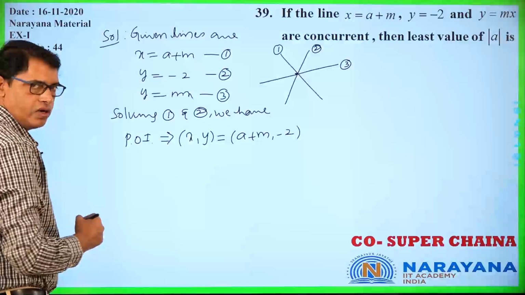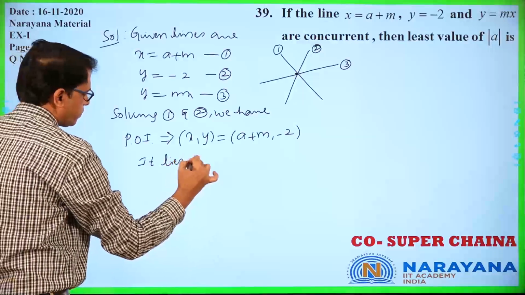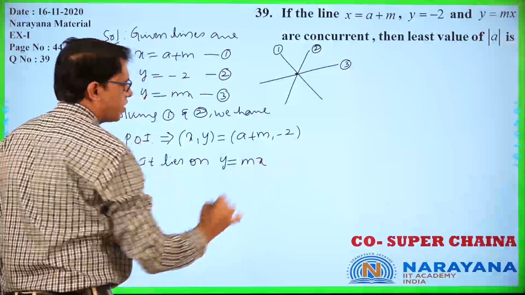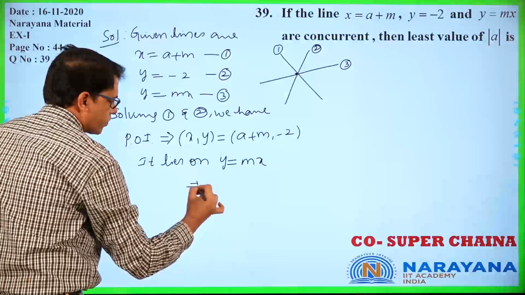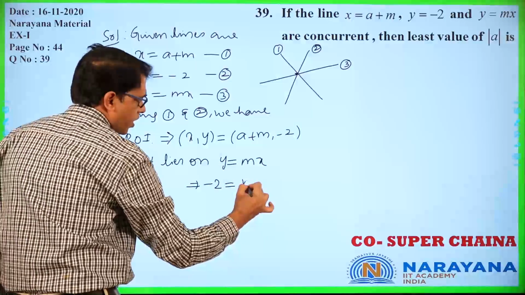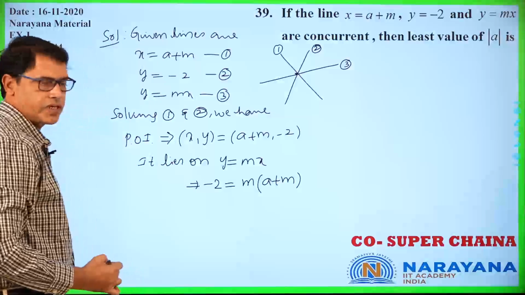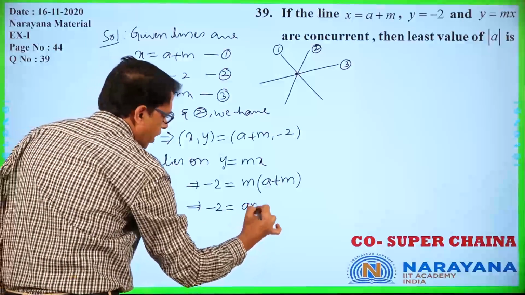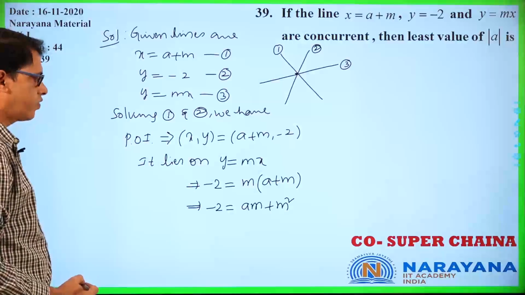So it lies on the third one, which is y equals mx. Apply: the y value is minus 2, so minus 2 equals m into the x value, a plus m. Simplify: minus 2 equals am plus m square. So here we are getting a quadratic.